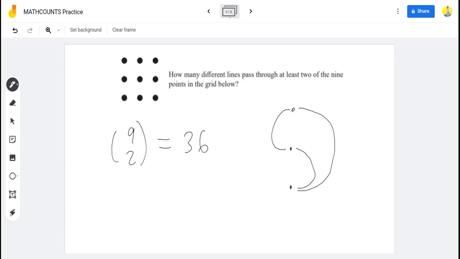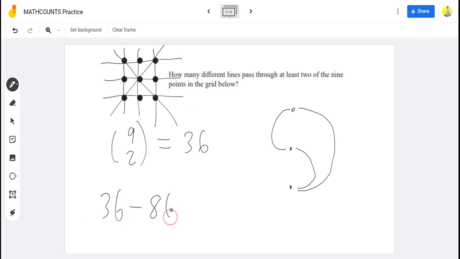And how many of those lines are there? There's 1, 2, 3, 4, 5, 6, 7, 8. So we need to subtract 8 times 2, meaning that the final answer is 20.